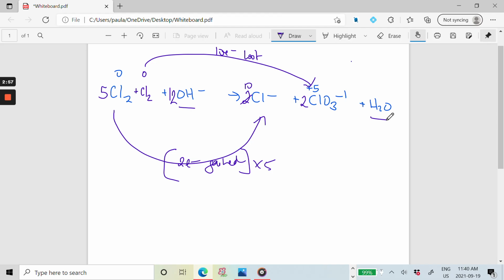Now I just have to finish off with the water. And so we needed 6 here. 6 times 2 is 12. Let's just check the oxygens. 2 times 3 is 6, plus the 6 over there is 12.